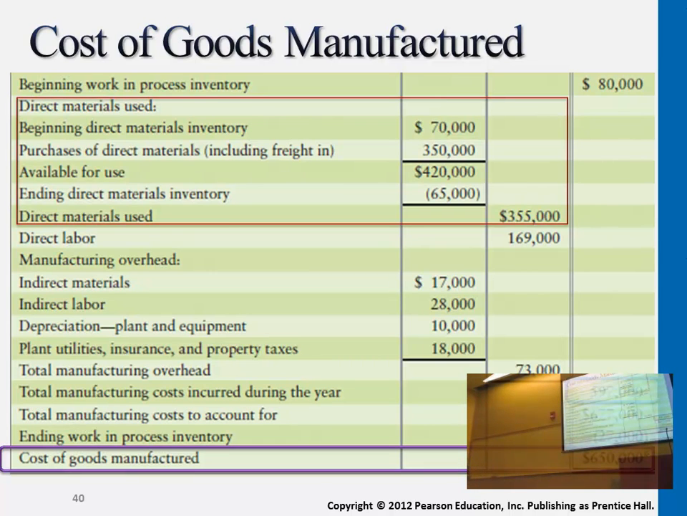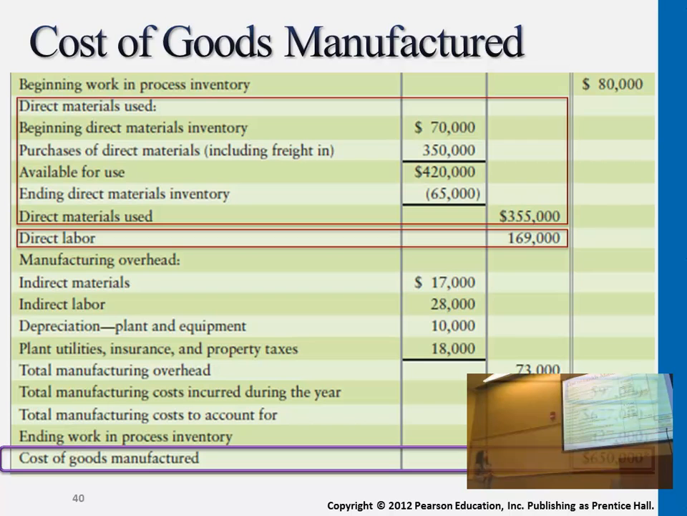Now remember, we still have two more categories: direct labor, and all the other indirect costs. Direct labor tells us here we paid employees $169,000, and we moved this number over here to the second category. Since we want to get to cost of goods manufactured, we need to add up these three categories. This 355 that we just did is the first category of costs. Direct labor is the second category. Now what about the third category?